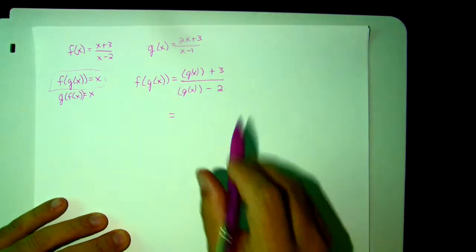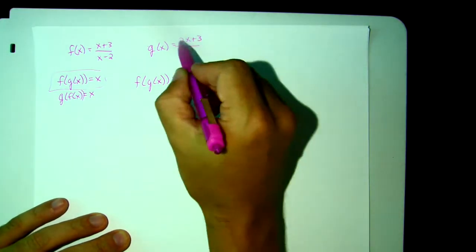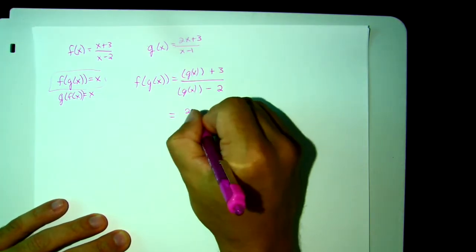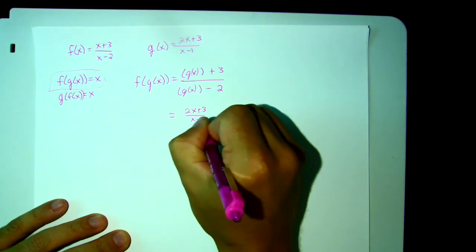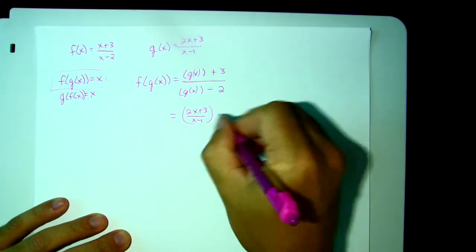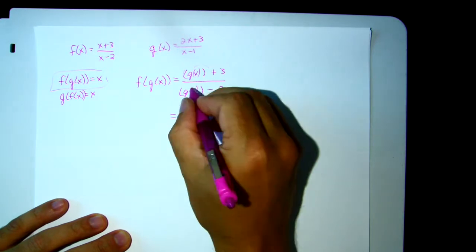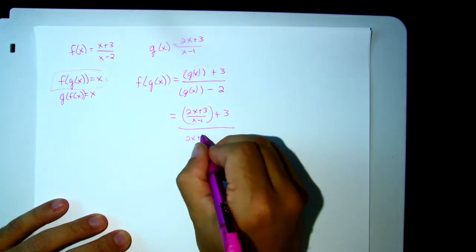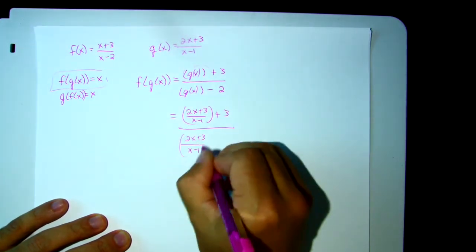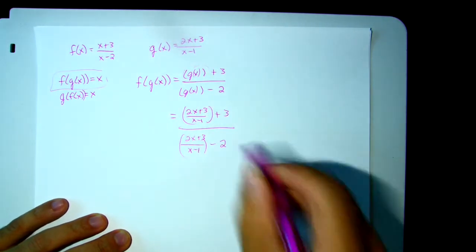So now that I have that in there, what is g of x? Well, g of x is this function here, so that's this part. And then this part here is the same thing, 2x plus 3 divided by x minus 1, minus 2.